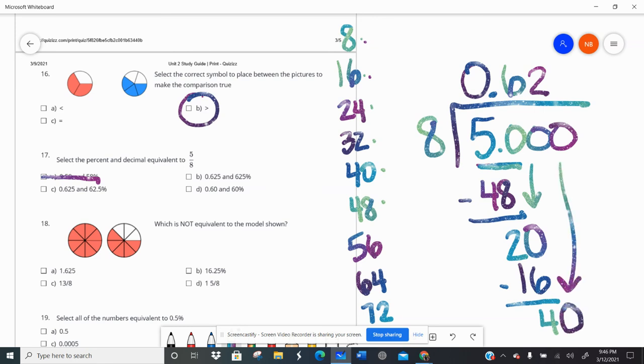Really, you just need to go to the thousands place, not much more. How many groups of 8 are in 40? 1, 2, 3, 4, 5. I have no remainder because I'm using all 40, but even if I had a remainder, I would stop right there.